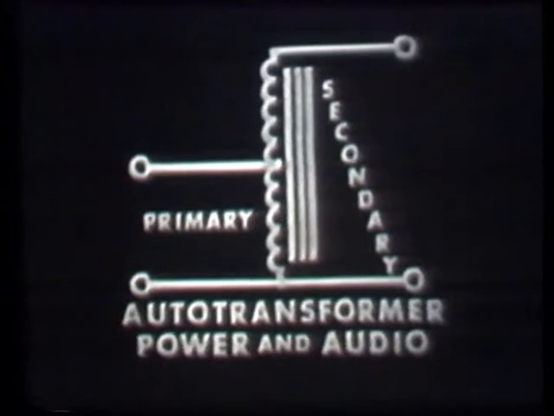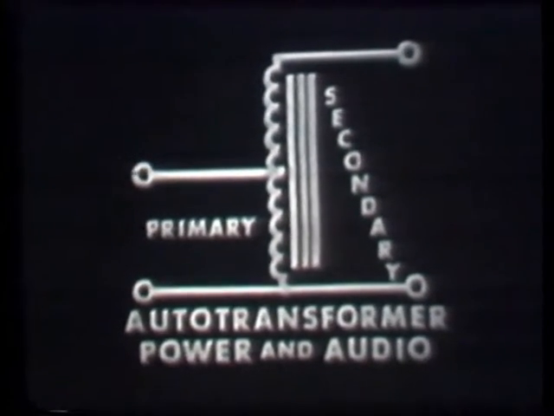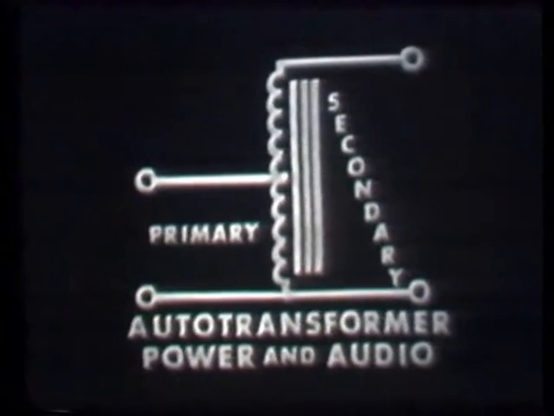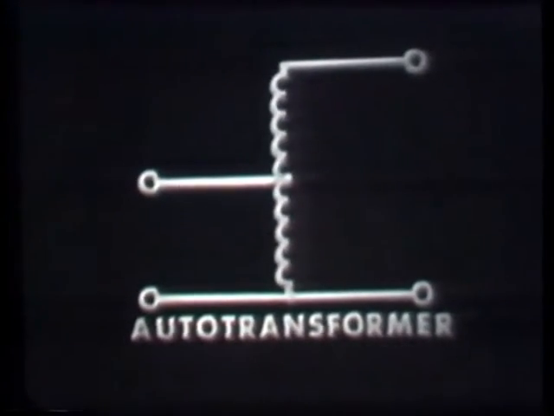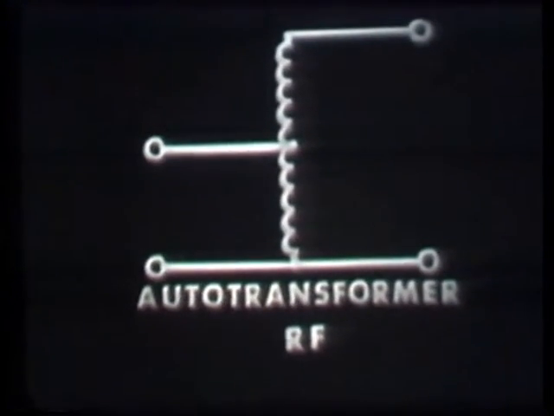Now, auto transformers are normally used in power circuits. However, they may be used for audio or RF use. That is, designed for audio or RF use. The symbol for an auto transformer used in a power or an audio circuit will indicate an iron core. The symbol for an auto transformer used in an RF circuit will be the same, except it will not indicate an iron core.